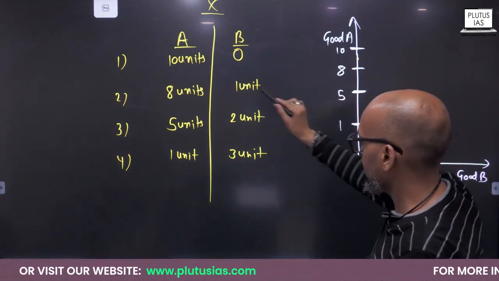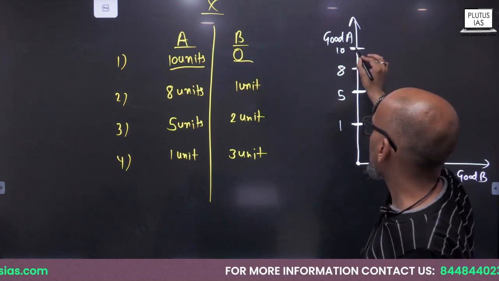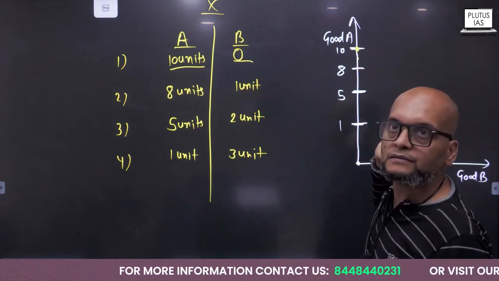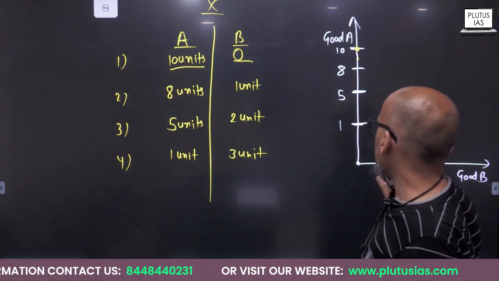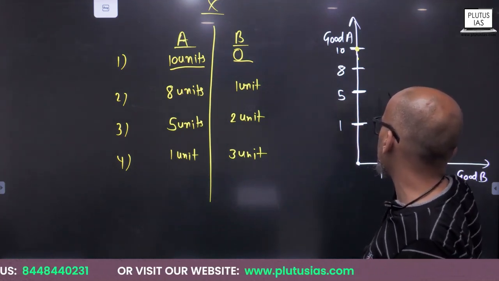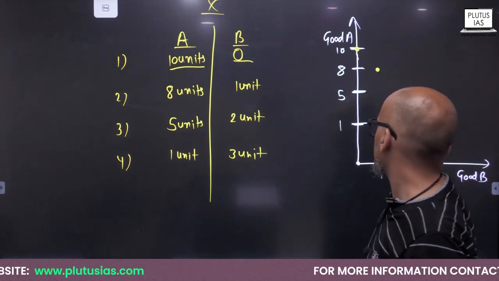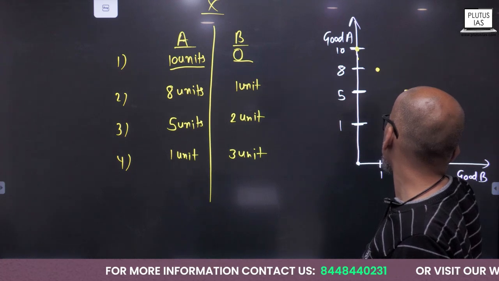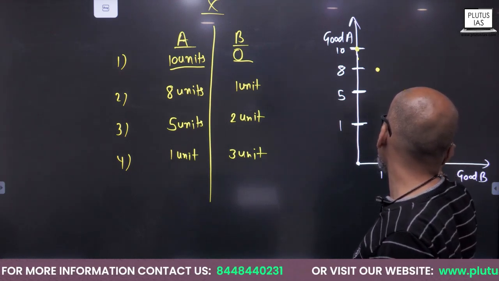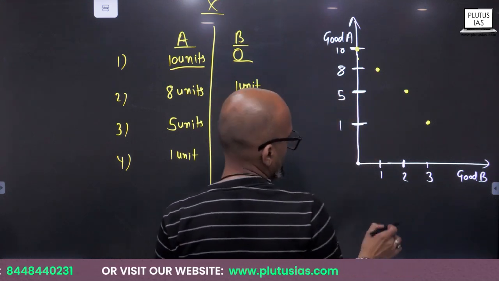So initially, when 10 units of A are produced, then 0 units of B. So this point will come here, right or wrong? Then, when 1 unit of B is produced, 8 units of A are produced. For 2 units of B, we have got 5 units. For 3 units, we have got 1 unit. So see guys, we have got these points here.